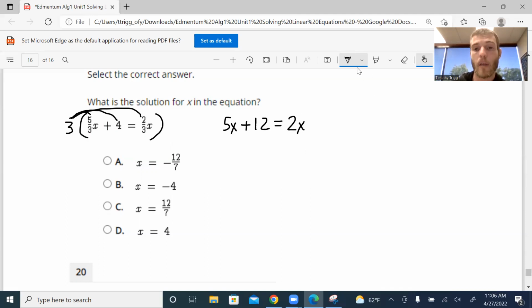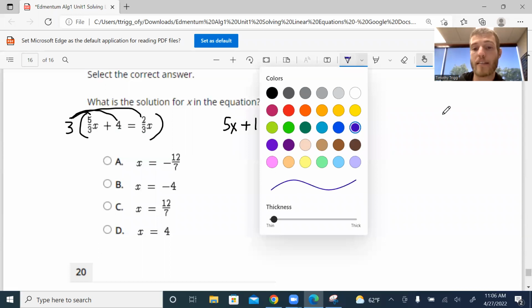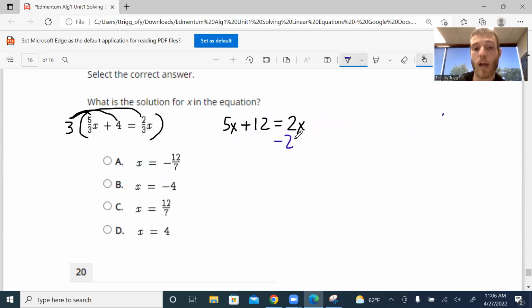Okay. Here I've got x's on both sides of the equation. So I'm going to go ahead and subtract 2x on both sides. That way I only have x's on the left. Go ahead and see if you could solve it from there.